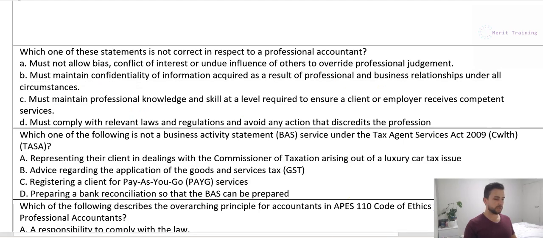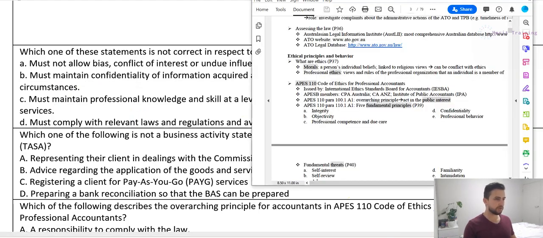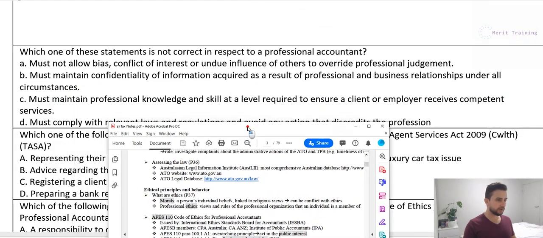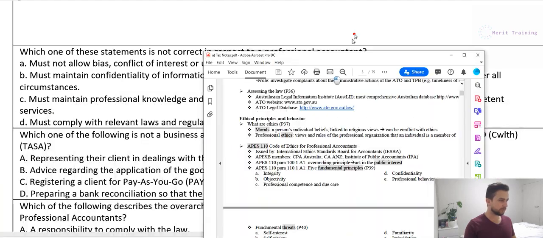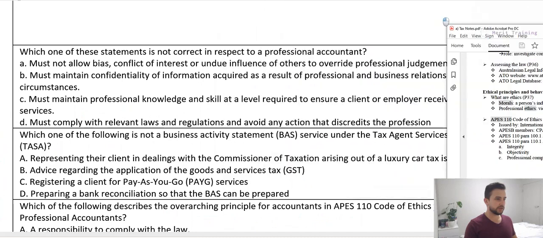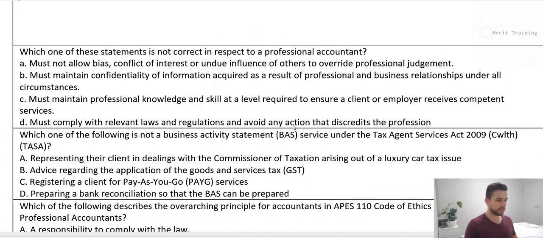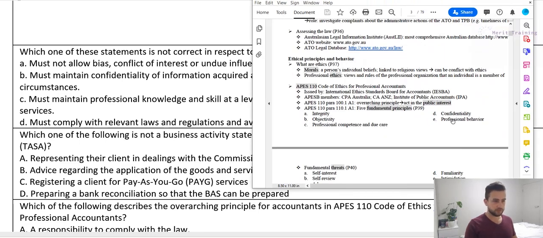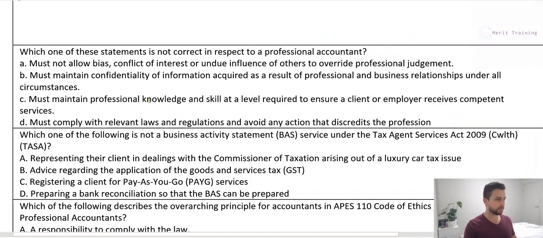And then let's just go through the other ones just in case, just to tick it off. So C is must maintain professional knowledge and skill required to ensure a client receives competent services. So that's going to be professional competence and due care. And then D is must comply with relevant laws and regulations and avoid any action that discredits the profession. And then that one would be professional behaviour. So pretty straightforward. The answer is B.